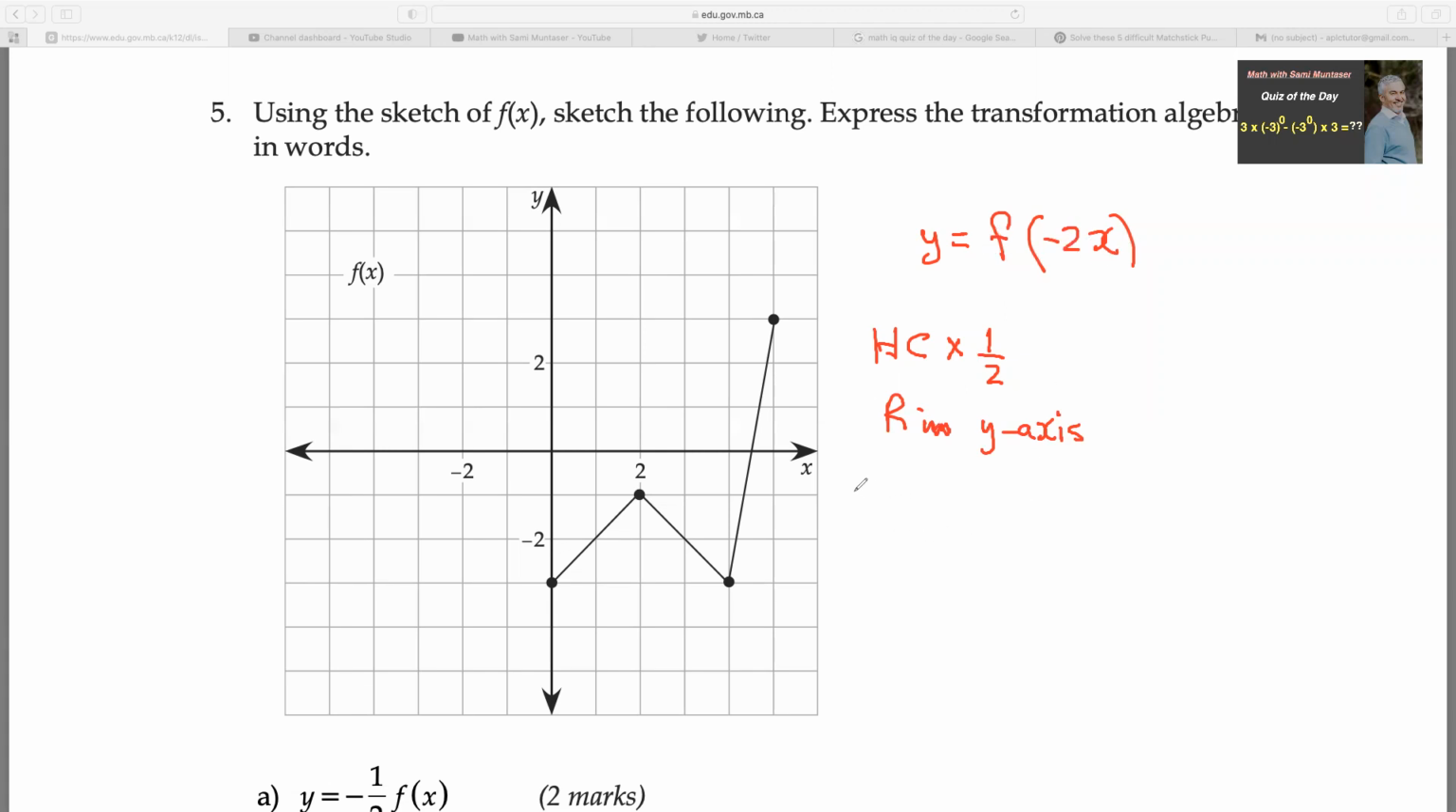Now, let's take my points again. They are 0 and negative 3, 2 and -1, 4 and -3, and then we have 5 and +3.